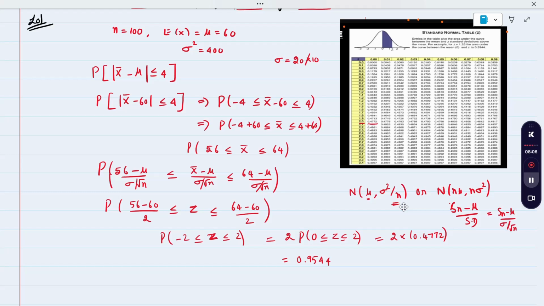So it should be very clear. It is the same concept, and everything else follows. When I use the other format, I have to write Sn minus n mu divided by the standard deviation. This is the variance; the standard deviation is root n into sigma. So this is how you have to use it. Both are the same; you only have to understand the concept. Thank you.